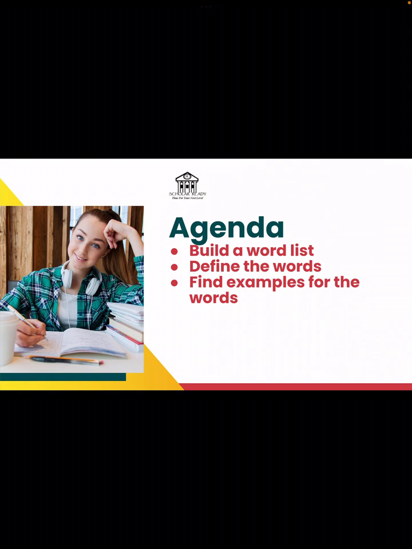When students are in college, it is important that they understand how to use a textbook. For those of you learning or wanting to improve your abilities and skills with using a textbook, you are in the right place. In this video, you will learn how to use vocabulary to understand what you are reading. Here are the steps. Number 1, build a word list. Number 2, define the words. And number 3, find examples for the words.